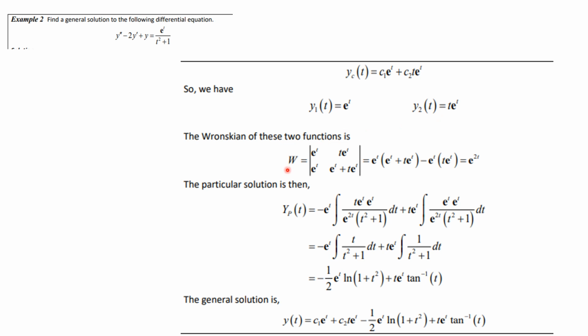So if I take the Wronskian of those, I get e to the 2t. And again, I'm using the formula here. You don't have to. You will get the same answer. The particular solution, yp, is going to be a linear combination of these.